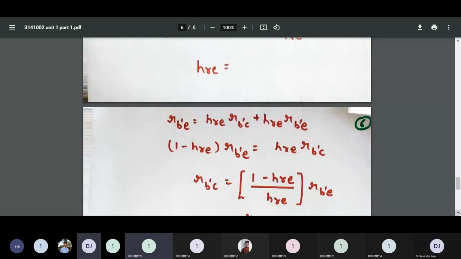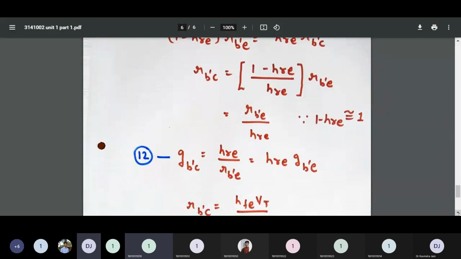So short circuit for RL, current gain for RL.